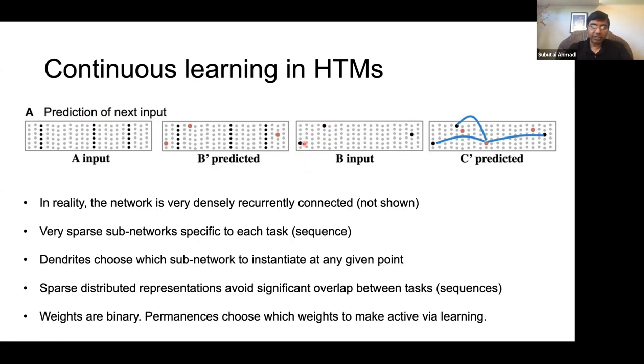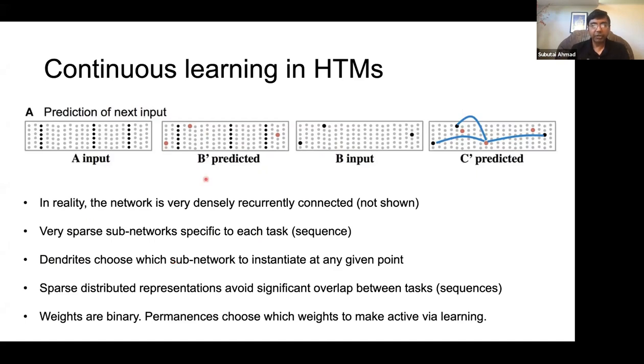I'm going to show a slightly different way of showing the exact same thing. One thing to note is that after learning, in reality, this network is very densely recurrently connected, and we never really show this in our pictures, I realize. But once we've learned a whole bunch of sequences, there's tons of connections going back and forth between these cells. So it's a very densely connected recurrent network, right? What's going on is that when you're showing a particular task or a sequence, you're instantiating a very, very sparse subnetwork that's embedded in this densely recurrent network. We don't typically talk about it this way, but what's happening is that these dendrites are actually choosing which subnetwork to instantiate at any given point.